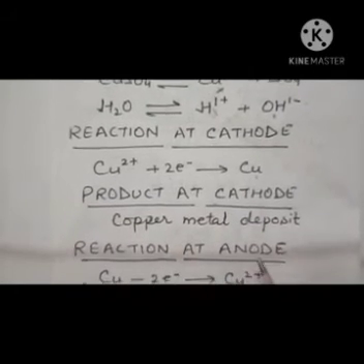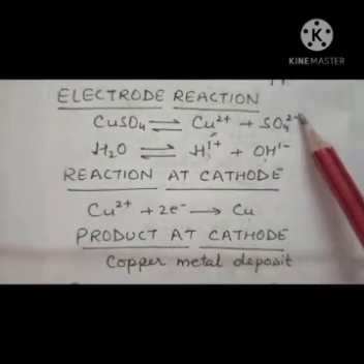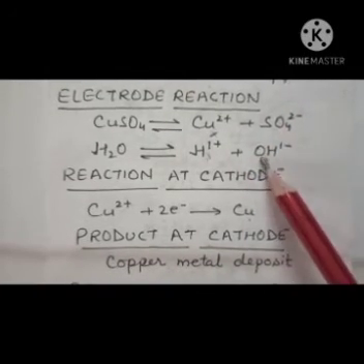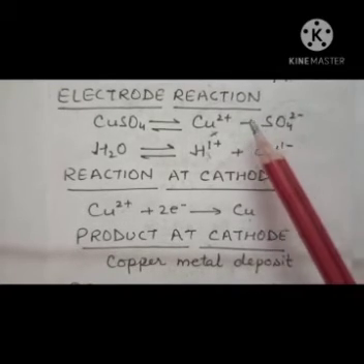Now what is the reaction at anode? Now you have two, just look at here, two negative ions are there. So there is a competition between these two. Who will discharge at anode? Both will migrate towards anode.